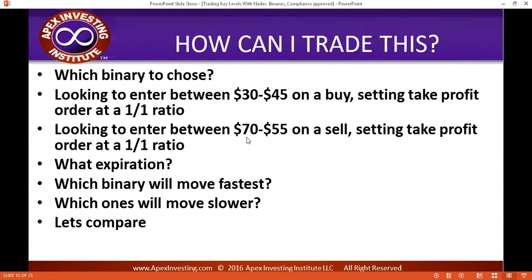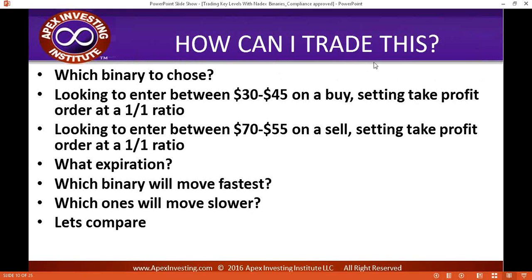So in this type of trade setup, I'm normally looking to go like a 1-to-1 risk reward ratio. Okay. So like on the buy side, I'm going to look to buy anywhere from like $30 to $45 and then immediately set a take profit order for a 1-to-1. What does that mean? Well, if I bought at 40 bucks, I'm going to buy it for 40 bucks, immediately place a take profit order at 80 bucks to double my money.